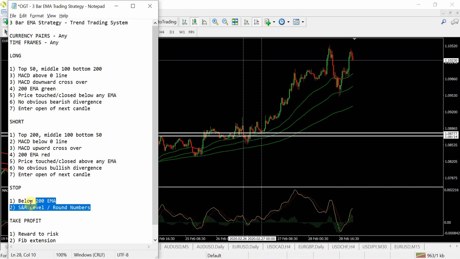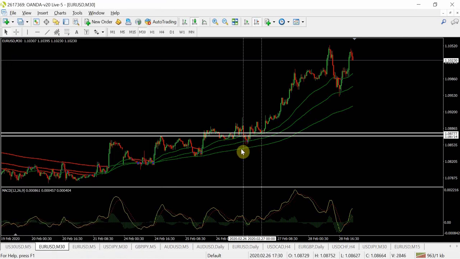There are kind of two main key areas that I would potentially use. The first one is below the 200 EMA. So again, that would be over here. That would be my potential area of a stop loss.